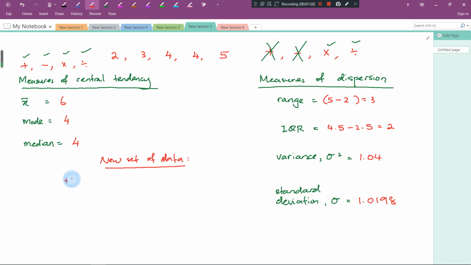So plus 1, then you will get 3, 4, 5, 5, 6. Now let's see what the new mean, new mode, new median, and also the new measures of dispersion are: range, interquartile range, variance, and standard deviation.